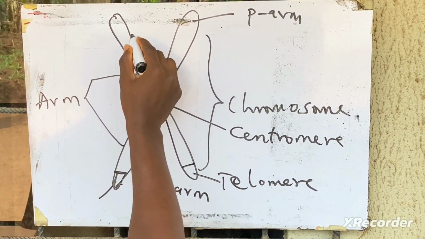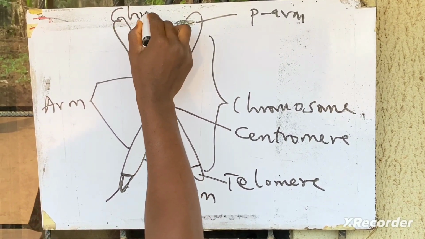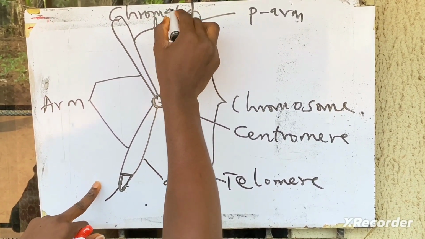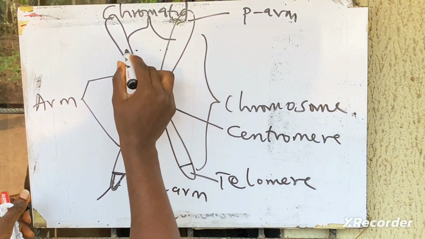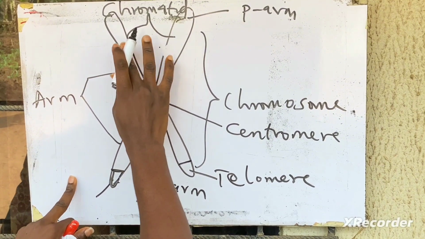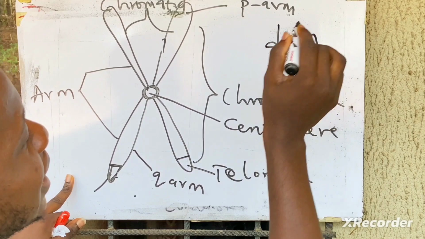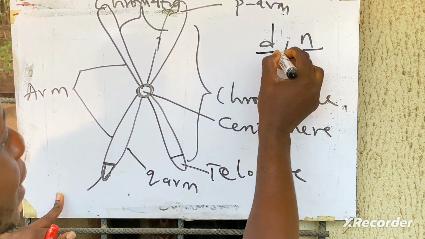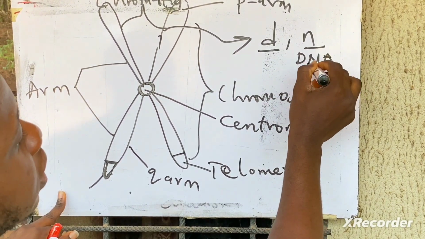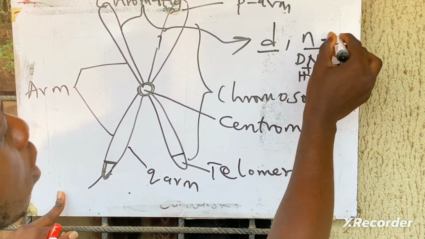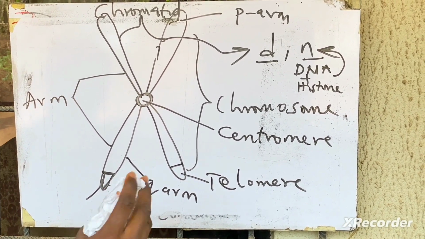And we have these two parts I'm showing here, which are the chromatids. Now see the difference. The chromatin is the histone and the DNA, and the chromatid is the sister chromatids. So these two parts, we call them sister chromatids. There's a big difference between chromatin and chromatid. These two parts are the sister chromatids, and DNA plus histones is chromatin. So this is the basic structure of the chromosome.